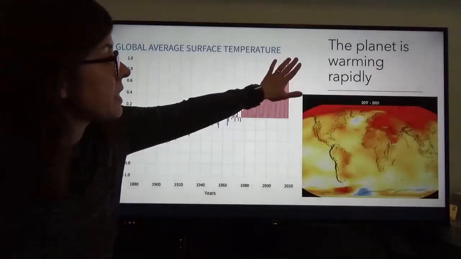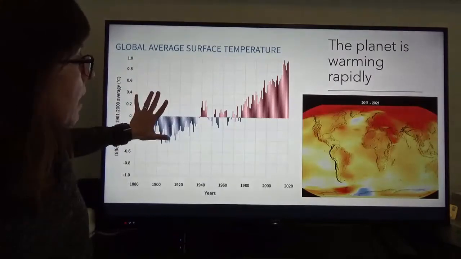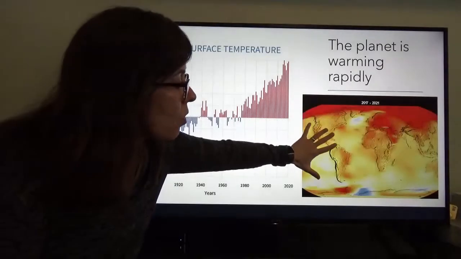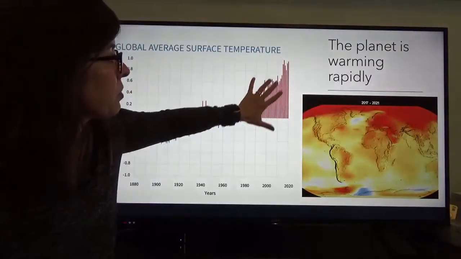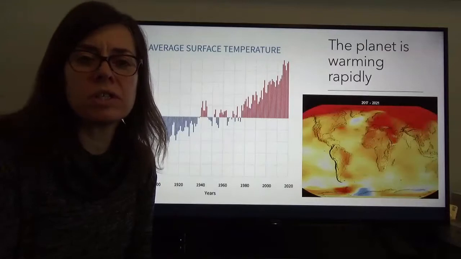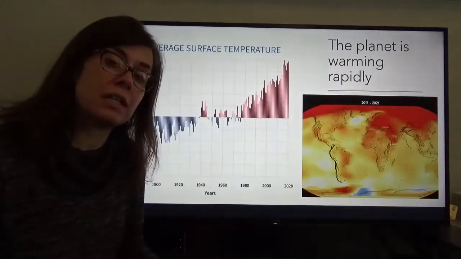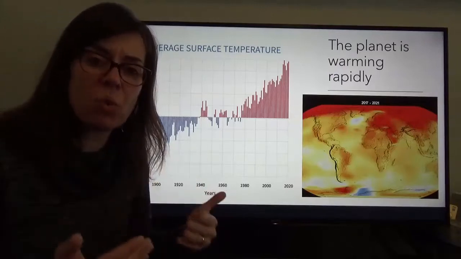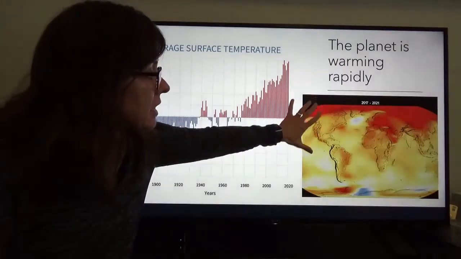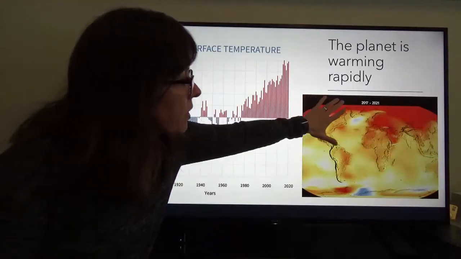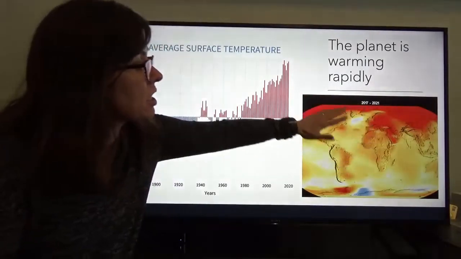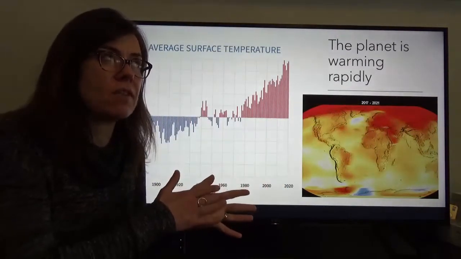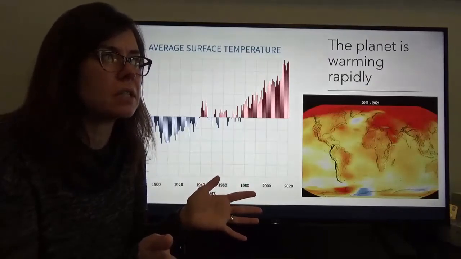Okay, so as we see from this graph, the planet is warming rapidly. When you look at this, you may say, oh, well, it's only 1 degree. 1 degree is not a lot. But 1 degree at the whole planetary scale is a huge amount. The other thing to keep in mind is that the planet is not warming evenly. This is a heat map of the temperature anomalies between 2017 and 2021 compared to the long-term average from 1950 to 2000 or 2010, I believe.